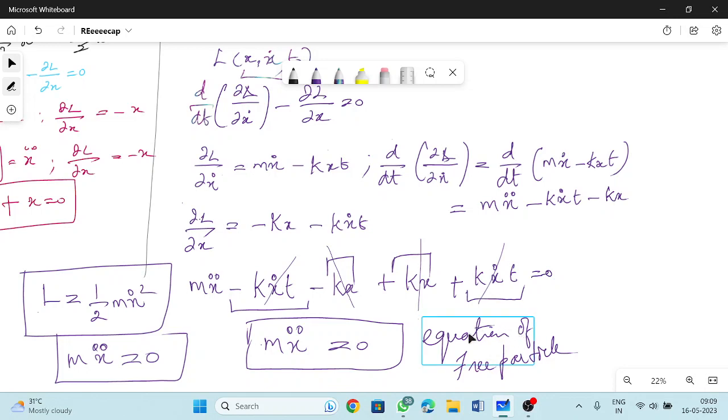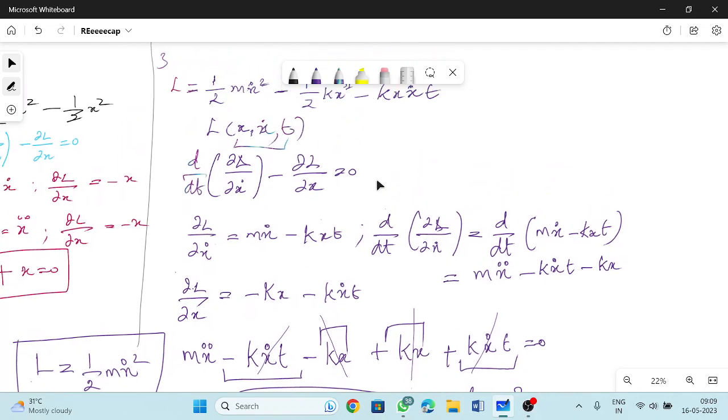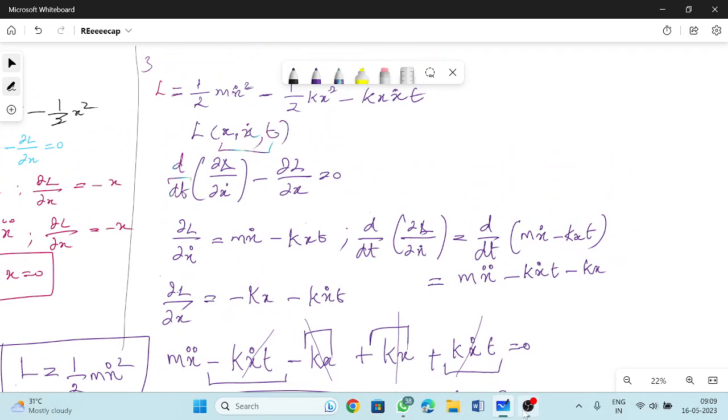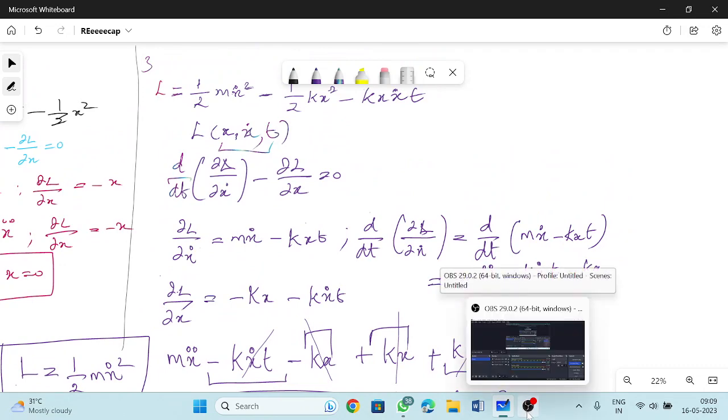So in this way, sometimes the Lagrangian looks more complex, but if you play with it using the Euler-Lagrange equation, it ends up with simple equations. That's the idea. In this video, I showed you the equation of a free particle from a complex Lagrangian. In upcoming videos, we will discuss some problems like this.